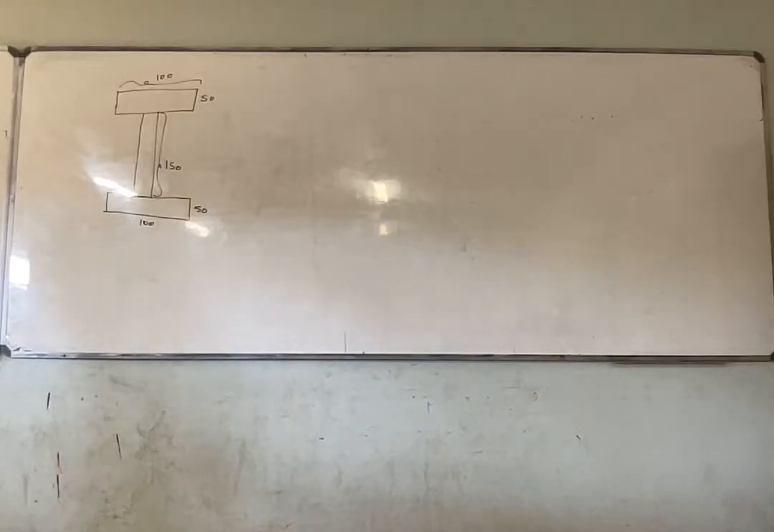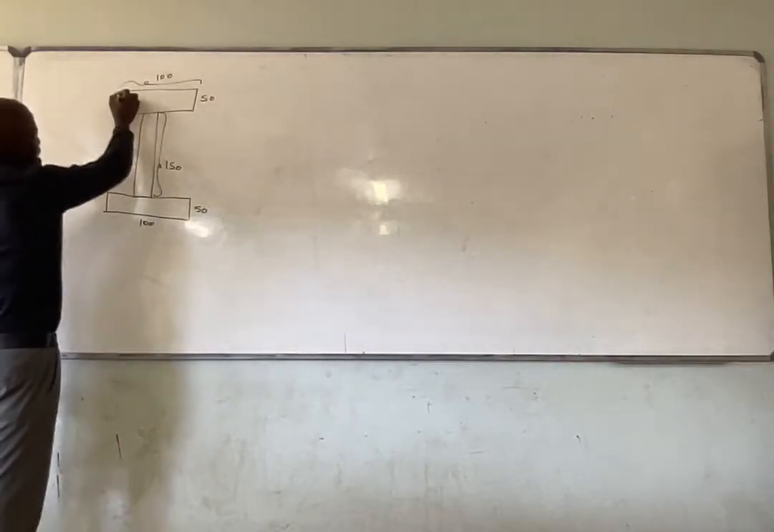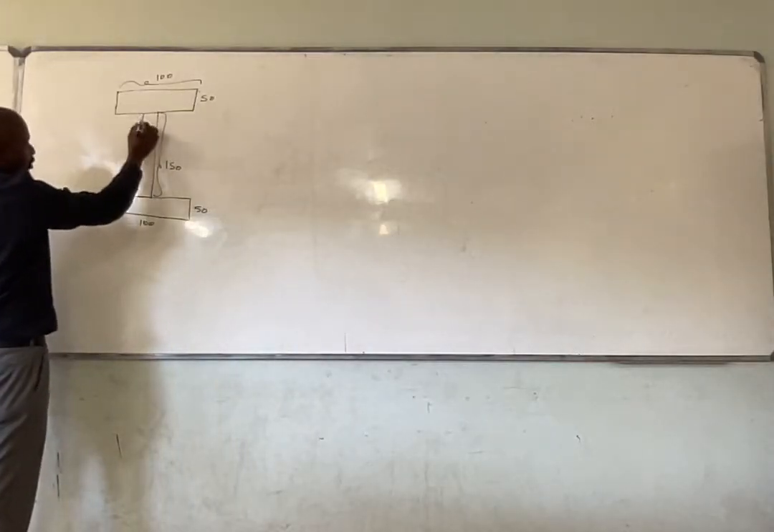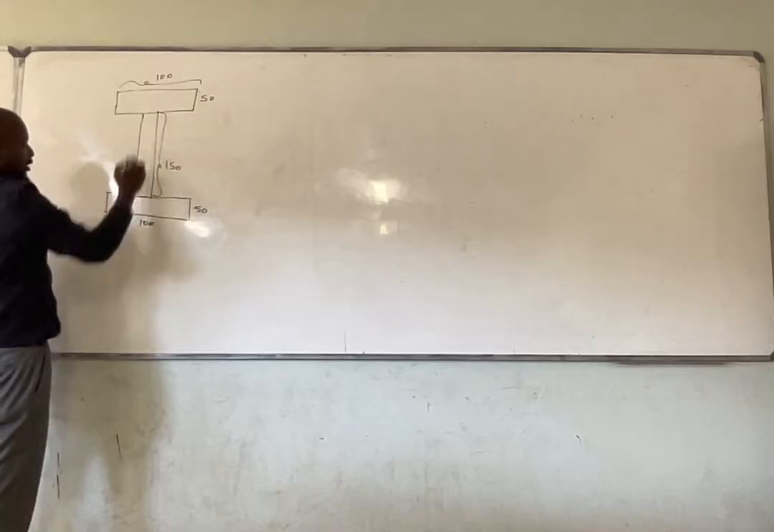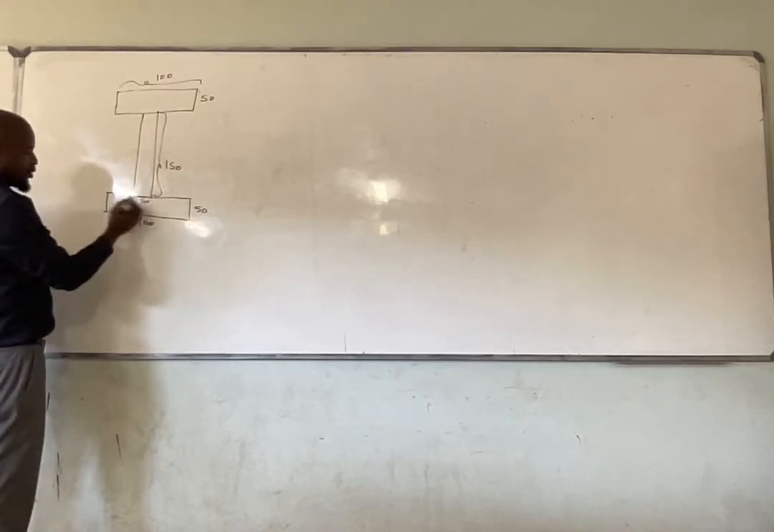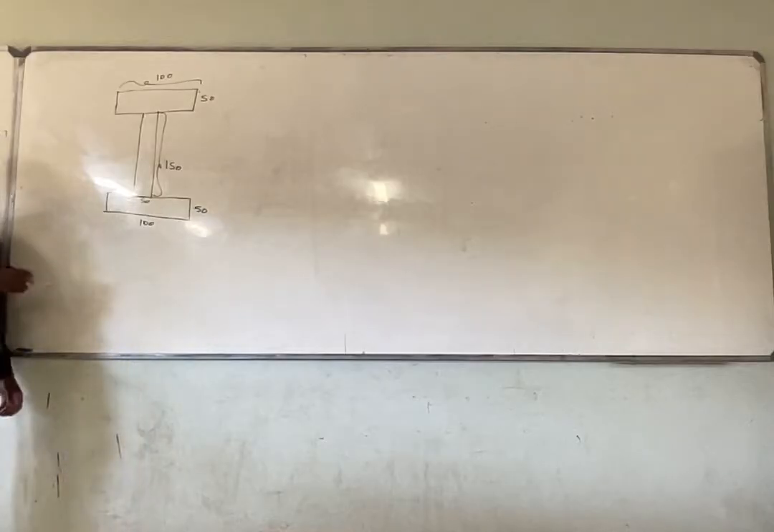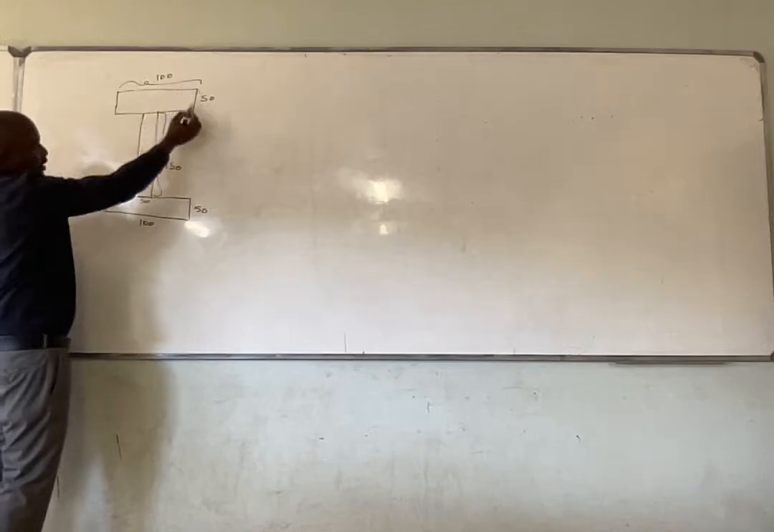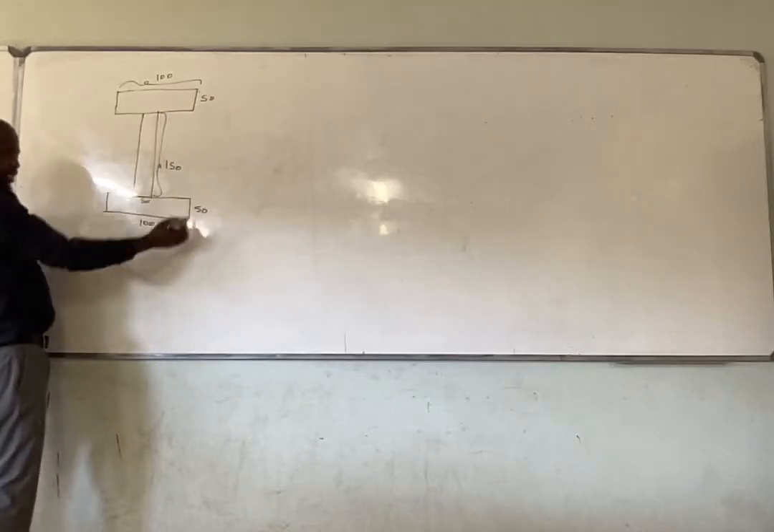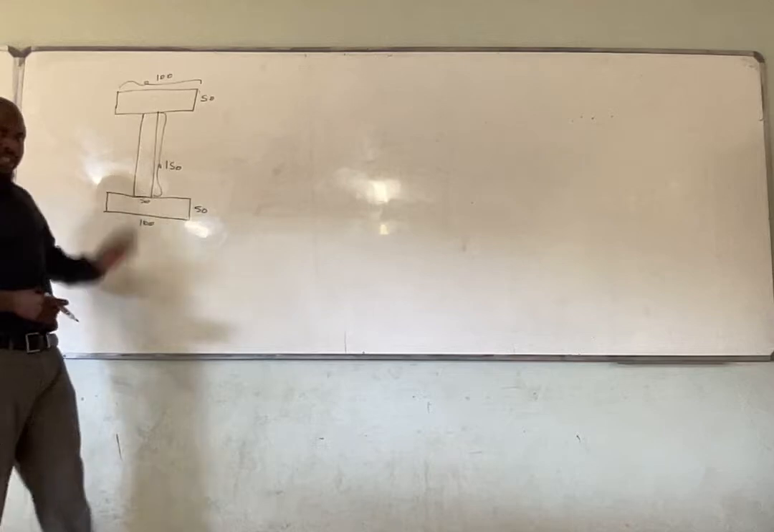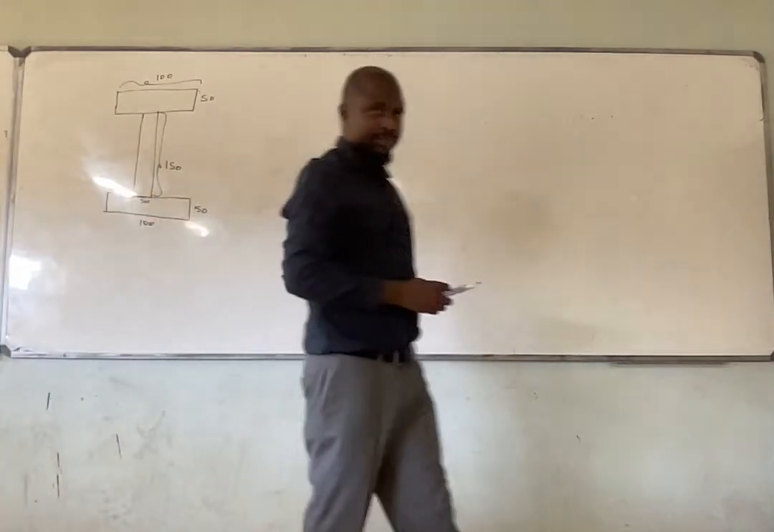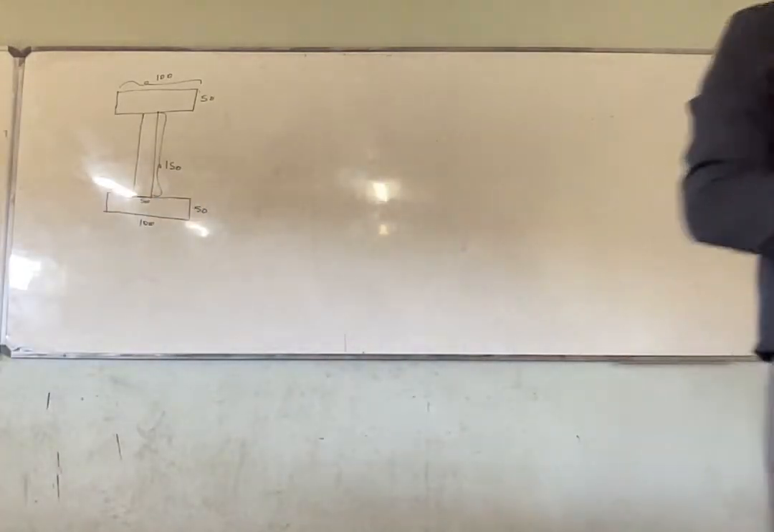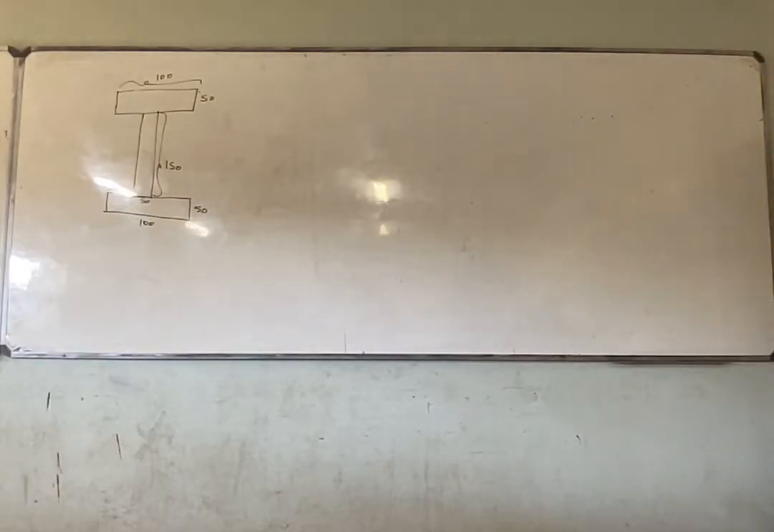So in this one, we are given the dimension of this area. We are also given the dimension of this area. There is 50 as well. We are also given the dimension of this area. If you check these areas, it's a rectangle, rectangle, rectangle. So it means this cross-section of the beam is not standard. Therefore, we cannot read from the structural steel table. We need to calculate.